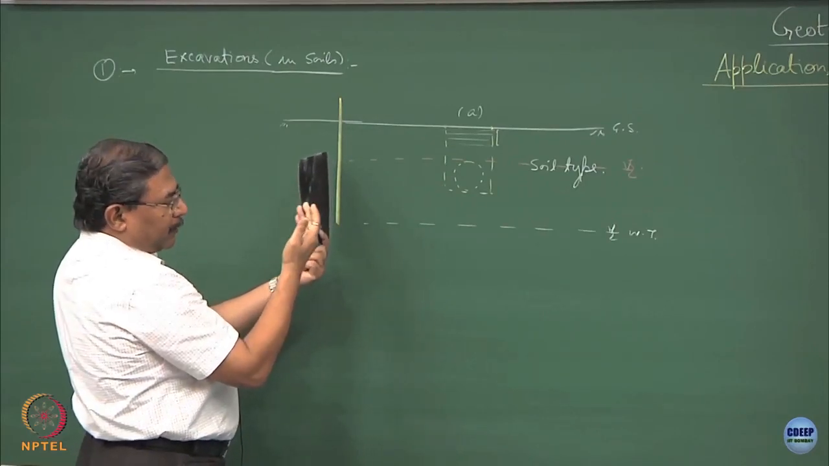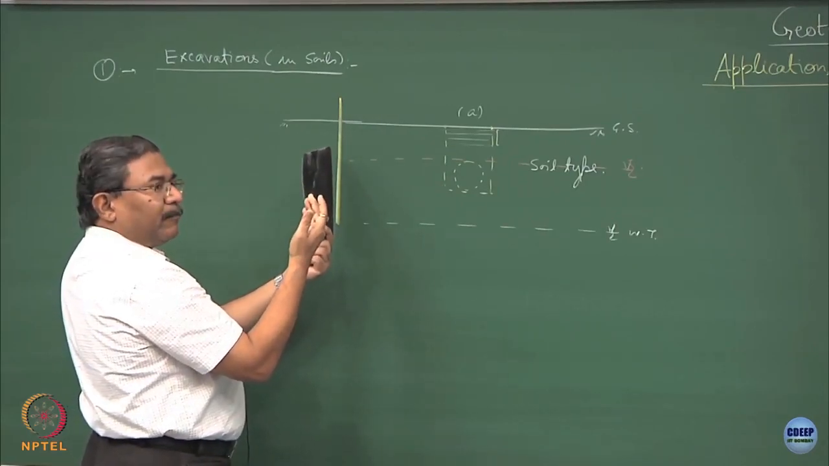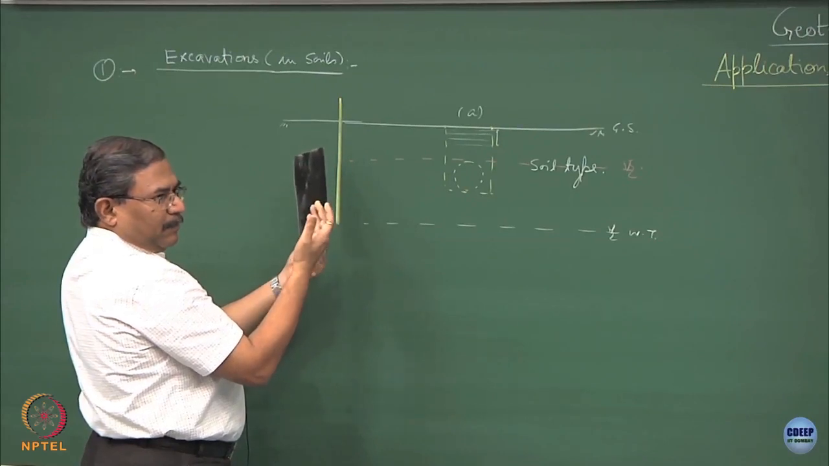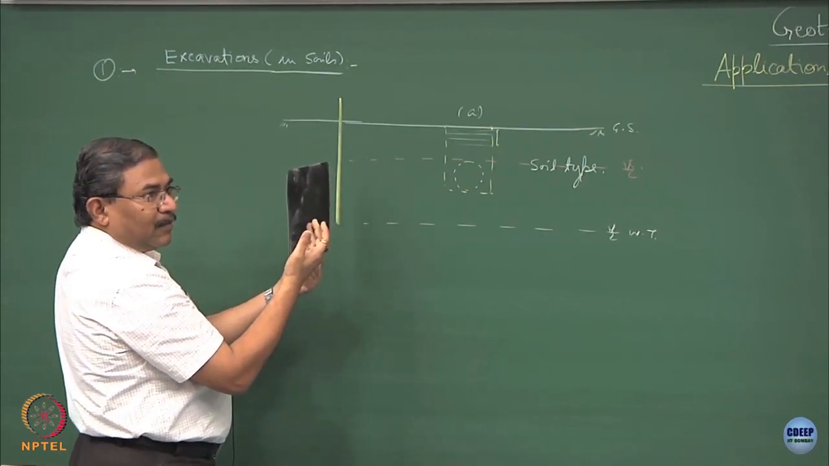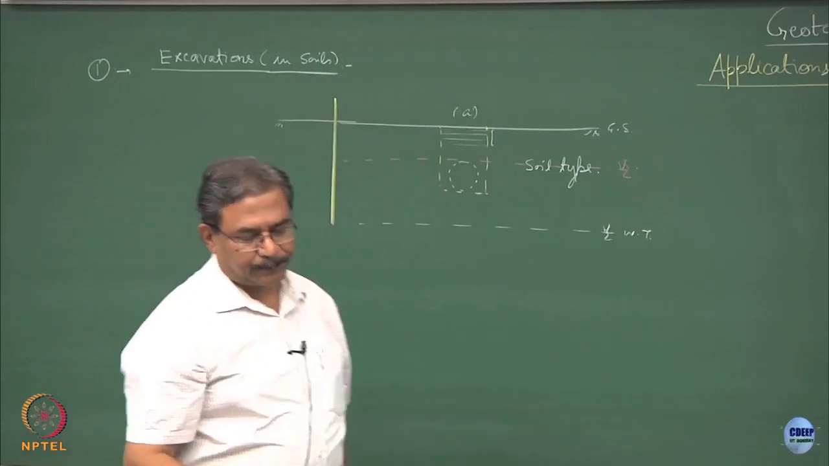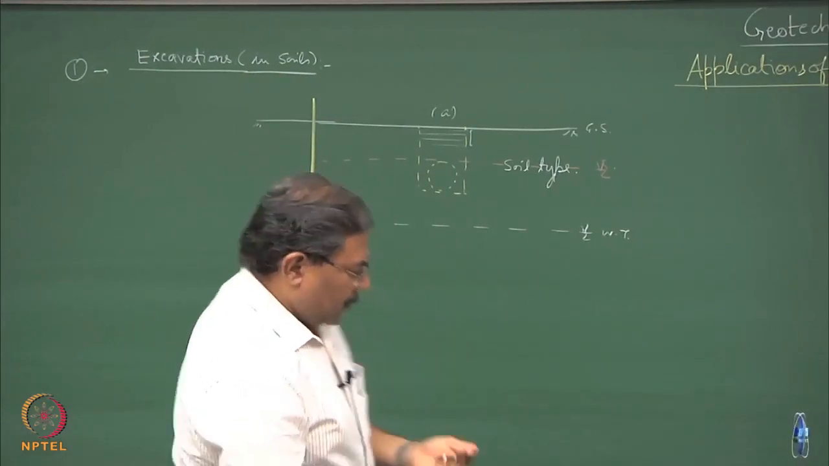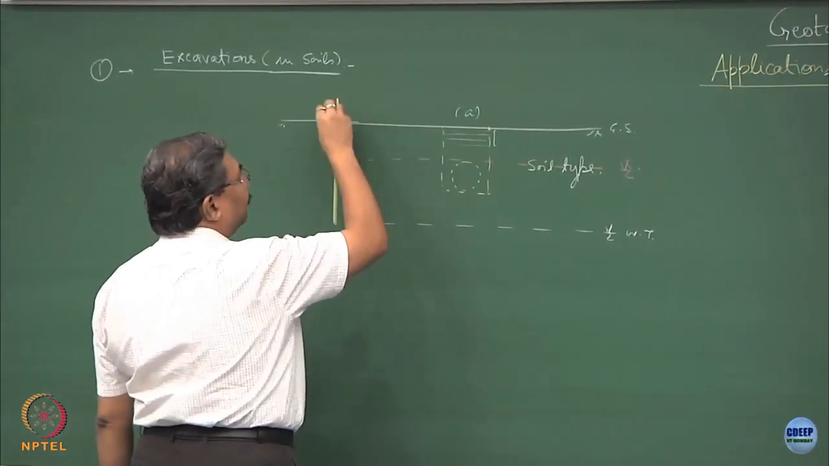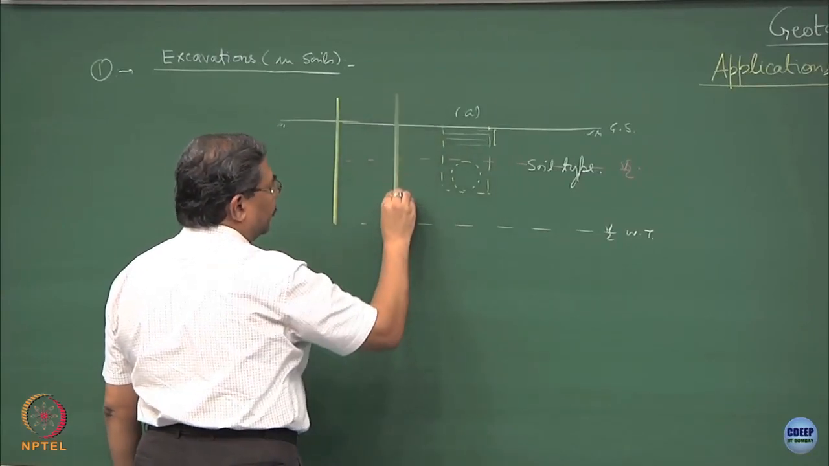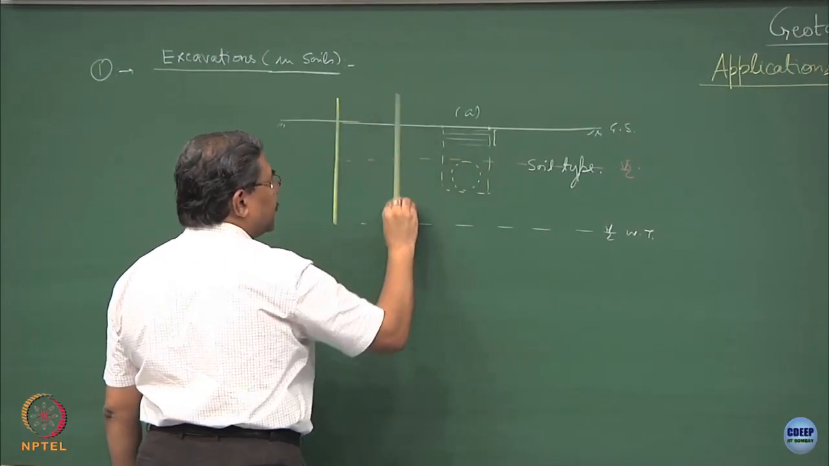This could be made up of steel. This could be made up of any composite, this could be made up of even concrete also depending upon your requirements, fine. So, another couple of this I will be inserting over here. So, this is a sheet pile system.